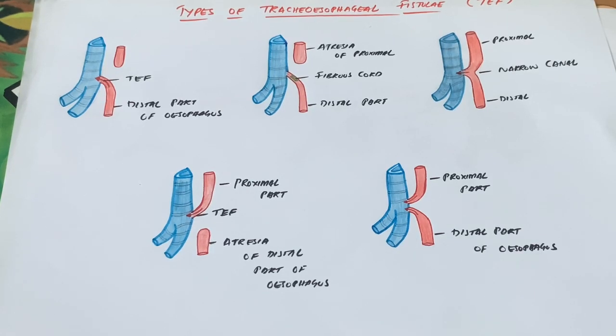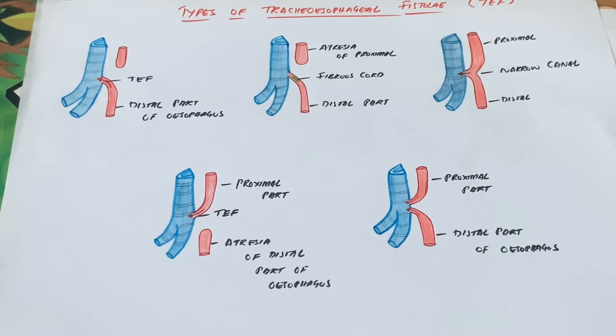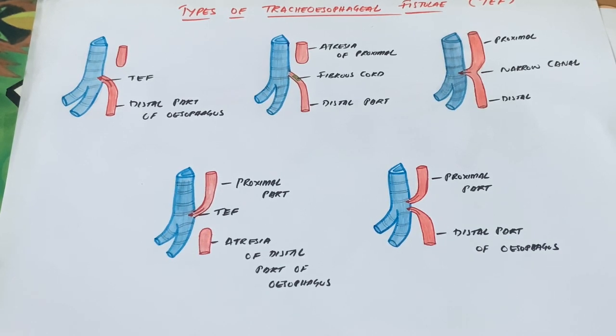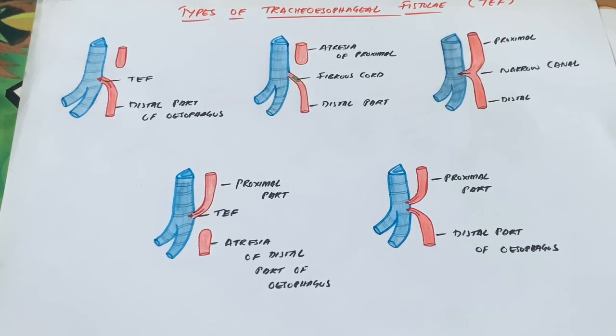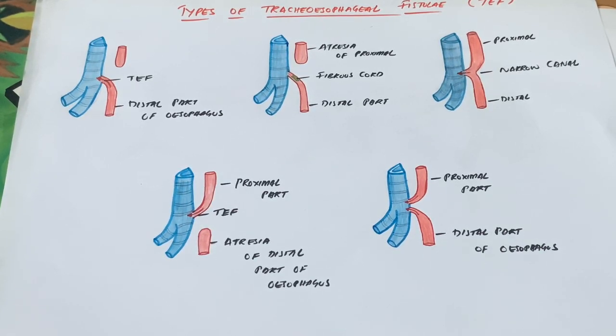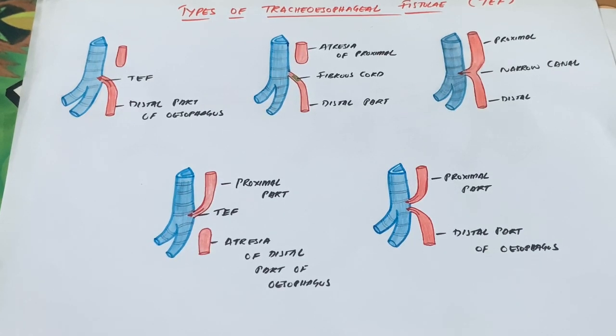Between the trachea and esophagus there should be no communication, because both these tubes are separated by the tracheoesophageal septum. But sometimes an abnormal communication is established between the esophagus and the trachea, and that condition is called tracheoesophageal fistula. In short form, we can put it as TEF. And there are different types of tracheoesophageal fistula.